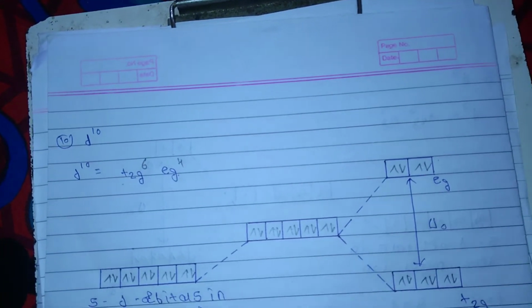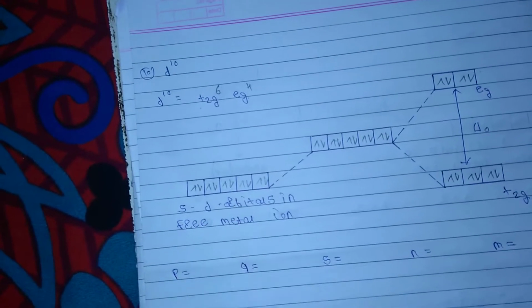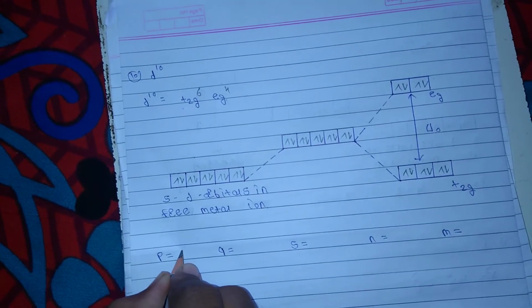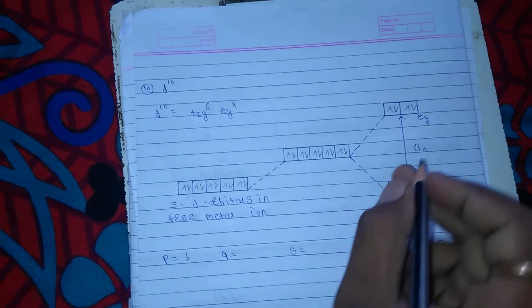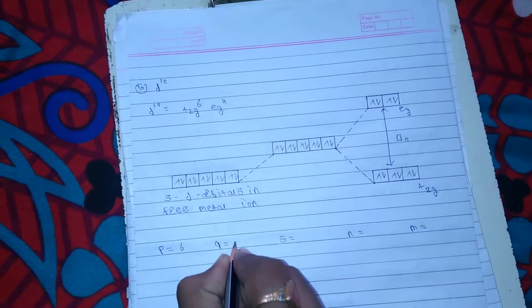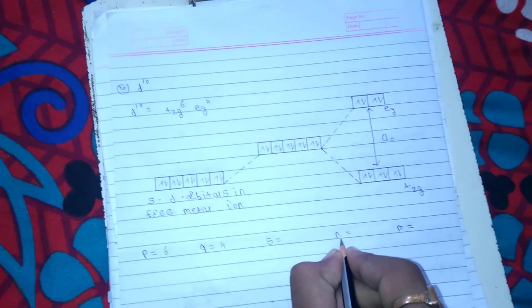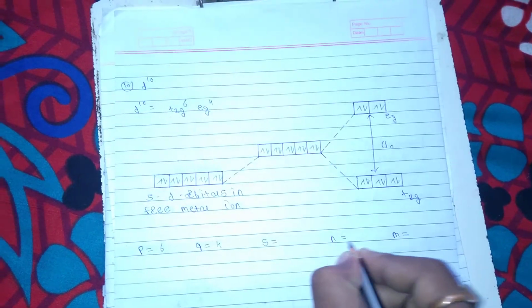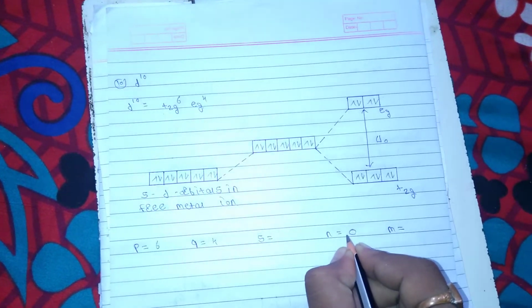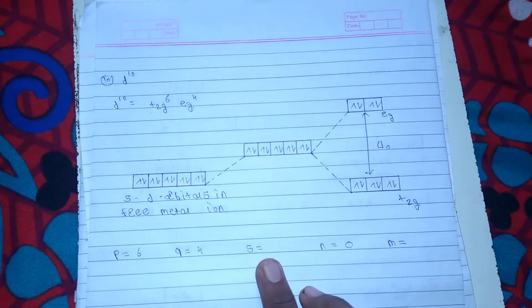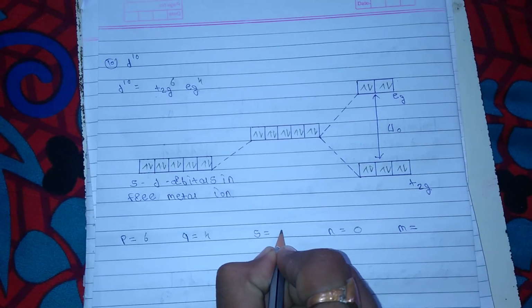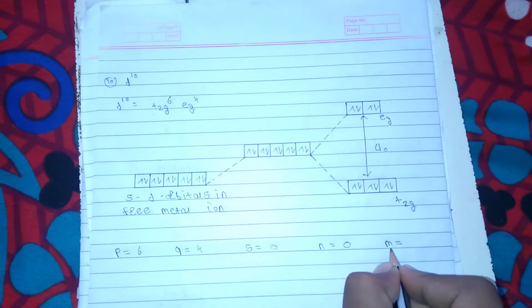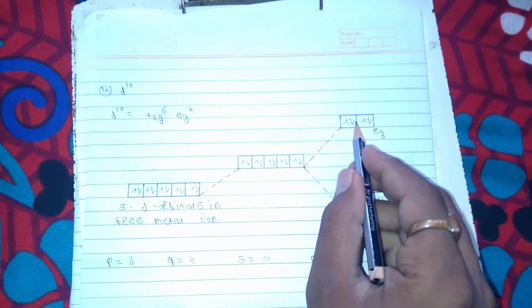So P is equal to 6, the number of electrons in T2G. Q means the number of electrons in EG, which is 4. N is the number of unpaired electrons, which is 0. S is equal to the resultant spin, n by 2, so S is equal to 0. And the number of paired electrons is 1, 2, 3, 4, 5.